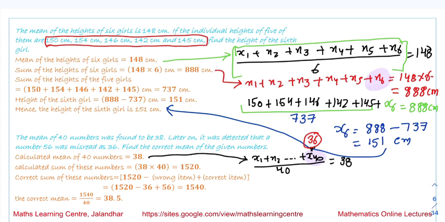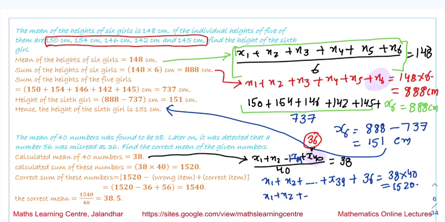So what we get from this is that the value before x40 is x39. So we get x1 plus x2 and so on up to x39 plus 36 is equal to 38 into 40. 38 into 40 is 1520. So x1 plus x2 and so on up to x39 is equal to 1520 minus 36.